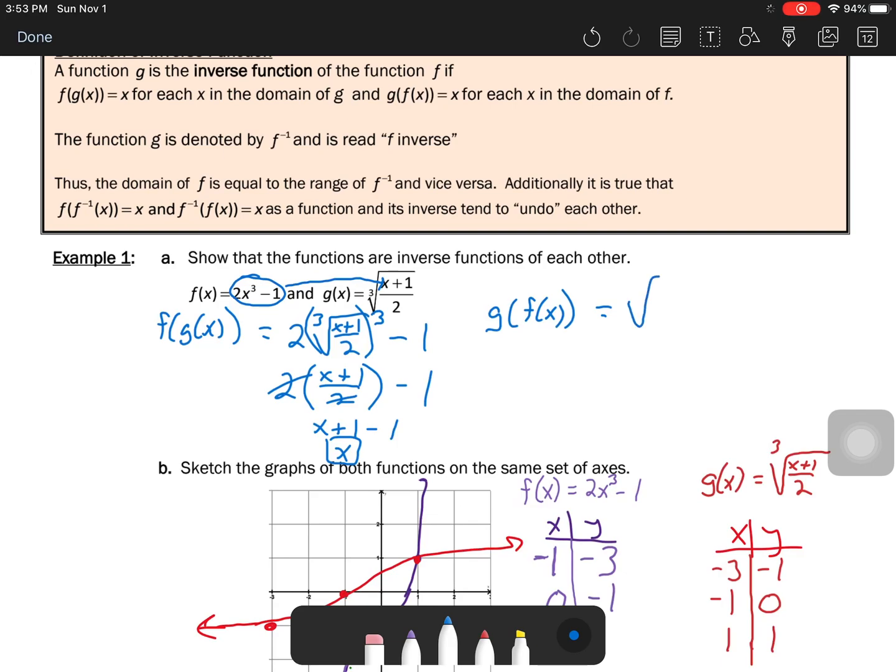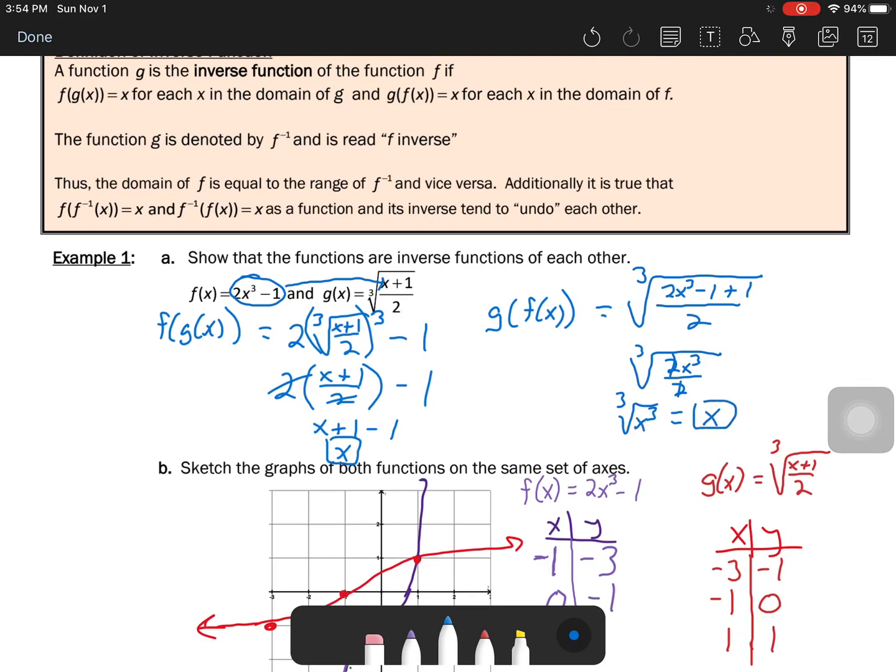Okay, so I'm going to have the cube root of 2x cubed minus 1 plus 1, all over 2. Inside here, the minus 1 plus 1 are going to cancel. So I'll have the cube root of 2x cubed, put my index on there, over 2. Now the 2's cancel in that fraction, so I'm left with just the cube root of x cubed, which simplifies down to x. So that's all we need to do to show it.